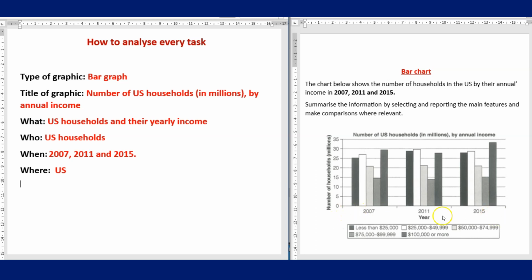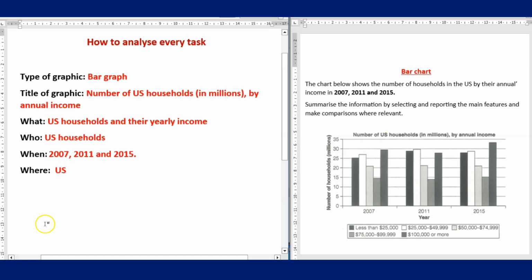And if you check the horizontal axis, this one covers the year. So this group alone is the 2007 year, this group alone is the 2011 year, and this one is 2015. So all these should also be checked, so that you can have very wholesome information when it comes to the question. So just don't forget the question that you use: the type of graph, the title of the graph, what, who, when, and where.